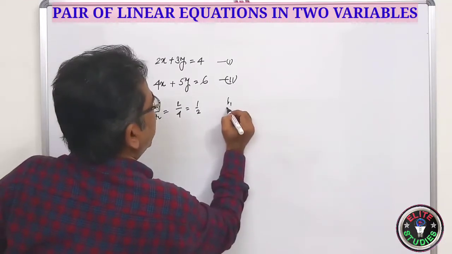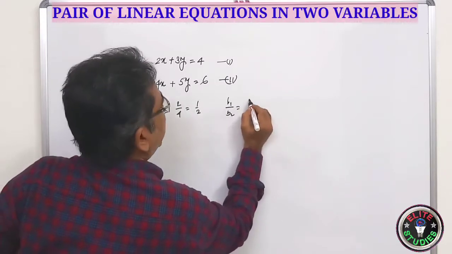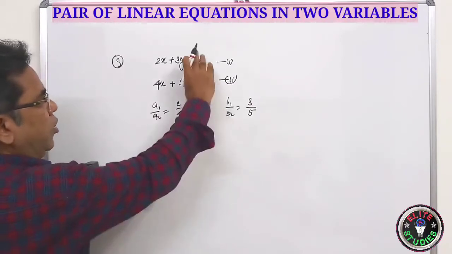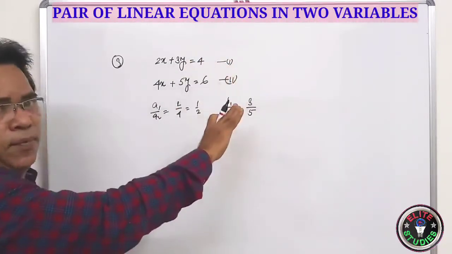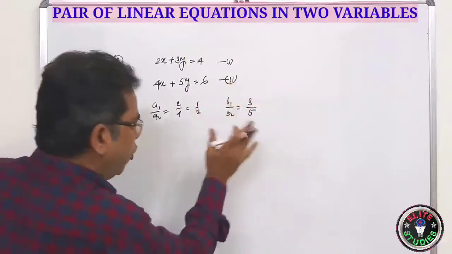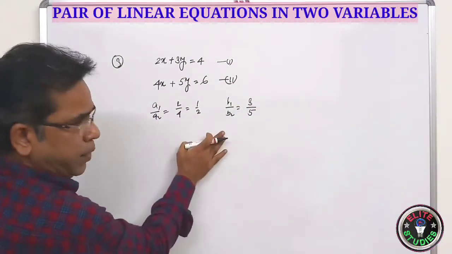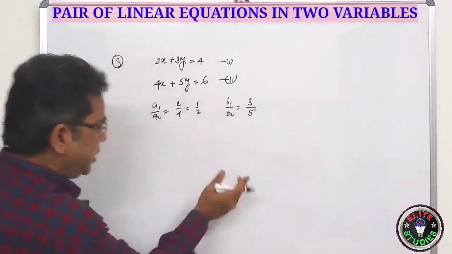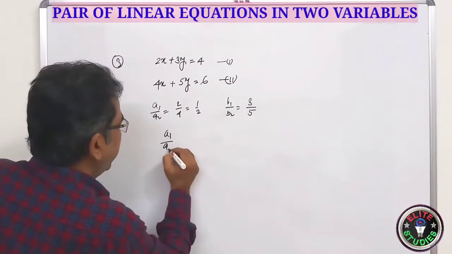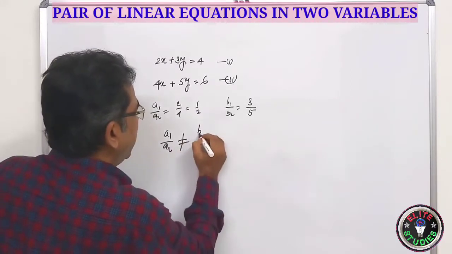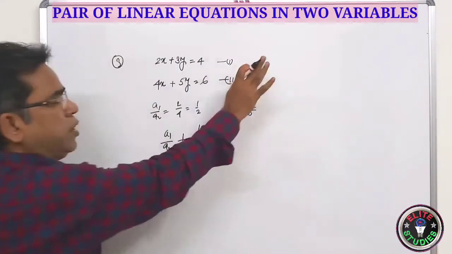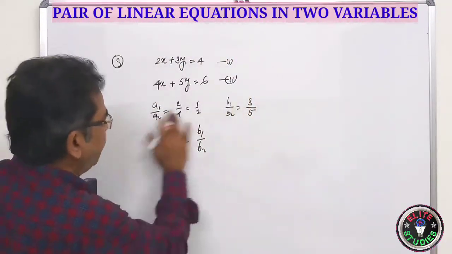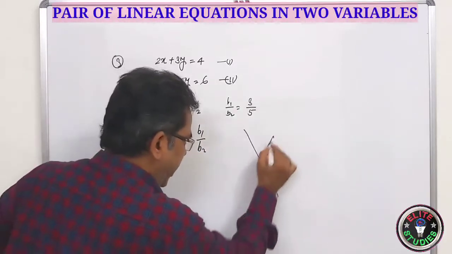And what is b1 by b2? Is equal to 3 by 5. So a1 by a2 is not equal to b1 by b2. Don't bother about c1 by c2 in this case. Irrespective of what is c1 by c2, you have to only see what is a1 by a2 and b1 by b2. If a1 by a2 is not equal to b1 by b2, in such case, we are not considering c1 by c2. If this is the case, then you are going to get intersecting lines.